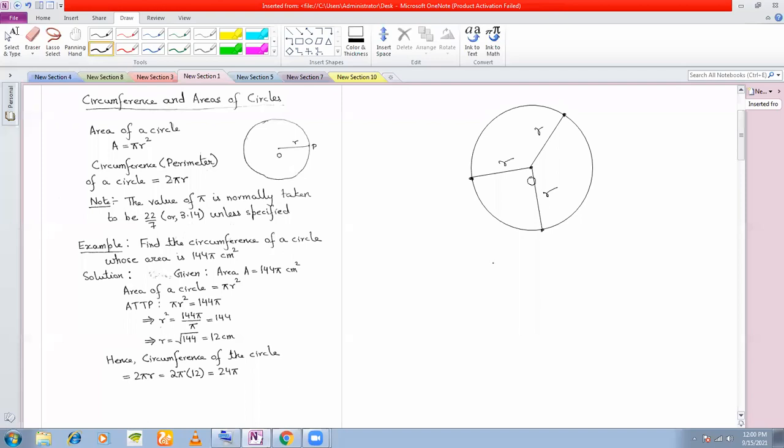Now, in order to find out the area of a circle, you will require the radius. If you know the radius, you can find out the area of the circle. You can also find out the perimeter of the circle. The perimeter of the circle is also called the circumference of the circle. Perimeter is the length of the boundary of the circle. You can calculate the circumference if you know the radius of the circle.